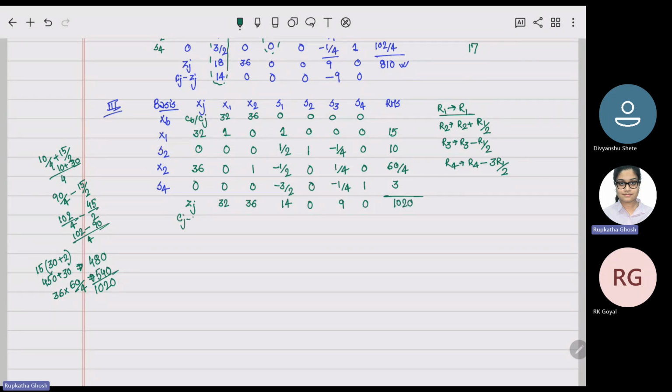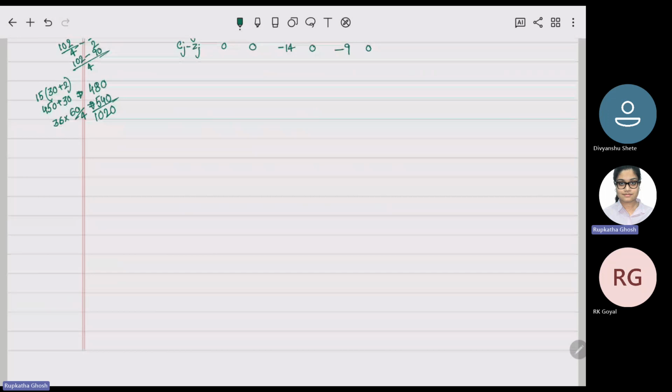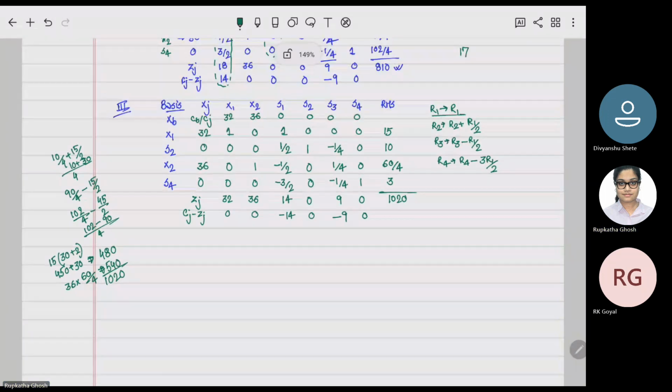And here your Cj minus Zj are 0 minus 14, 0 minus 9, 0. So you have reached your optimality. Okay. And this is your objective function value. Simple. That's it.